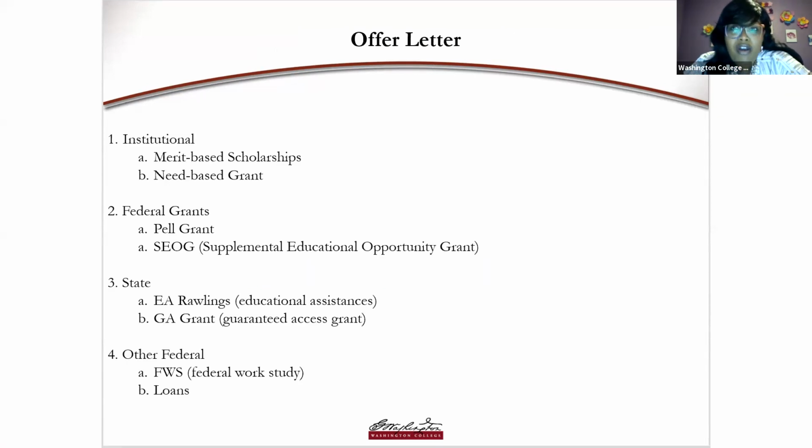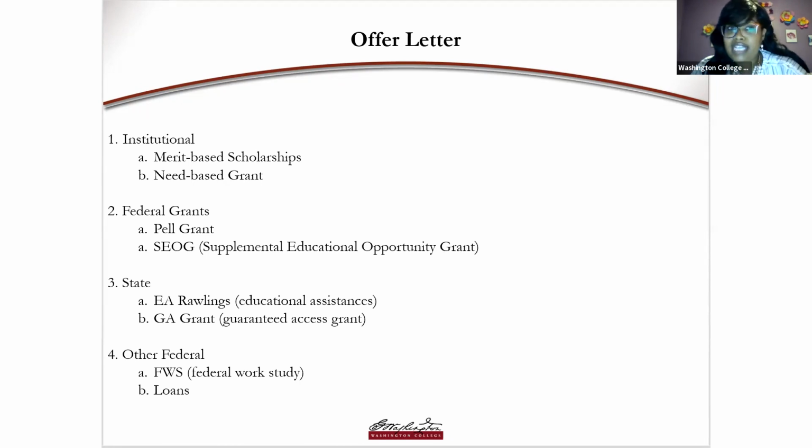Okay, so on your offer letter, you have 4 different sections. Some may have all 4 and some may only have 1. It really all depends on what you've been offered from the financial aid office. But if you have all 4, these are the sections that we're going to go through on your offer letter. So the first section is your institutional funding, right? That's what we at Washington College are offering you, institutional aid.